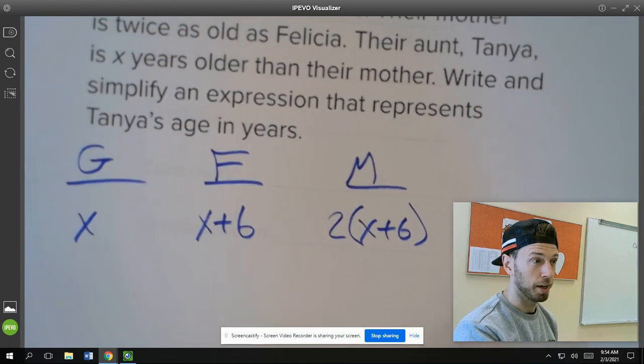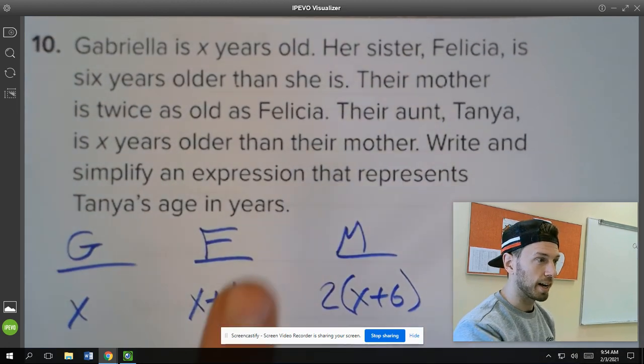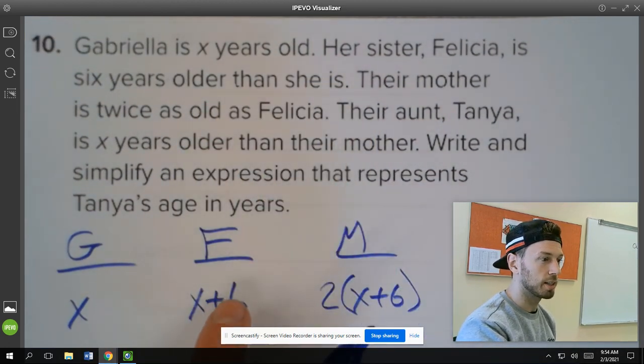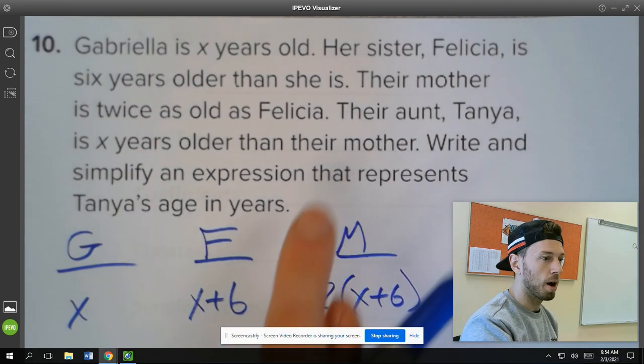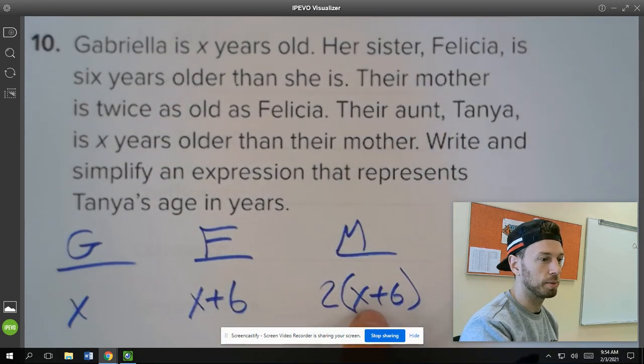So there's her mom's age, right? So we're kind of working through here. We've got Gabriella is x years old, Felicia is 6 years older than that, and their mom is twice her age, so it's 2 times that.